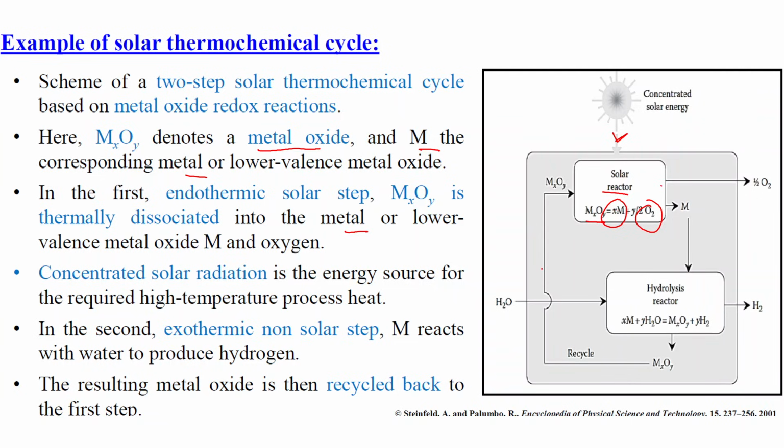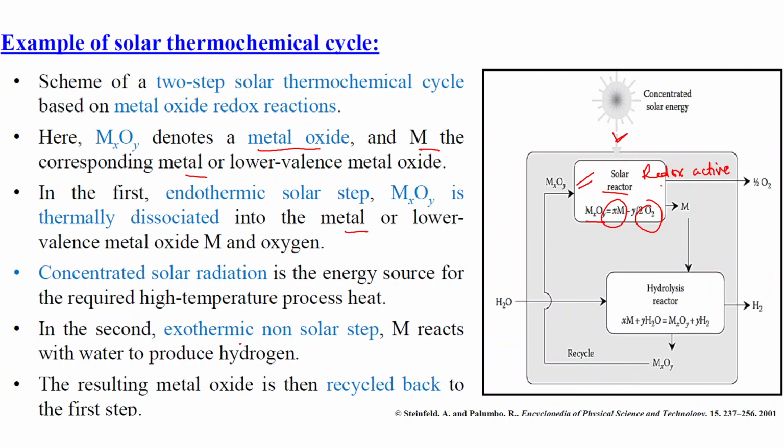In the second step, the exothermic non-solar step, we take a catalyst which is solar active, basically a semiconductor which can easily take energy from the sun, get excited and undergo redox reaction. This is a redox active material. And here we also take some non-solar material, basically a metal, which is not redox active.